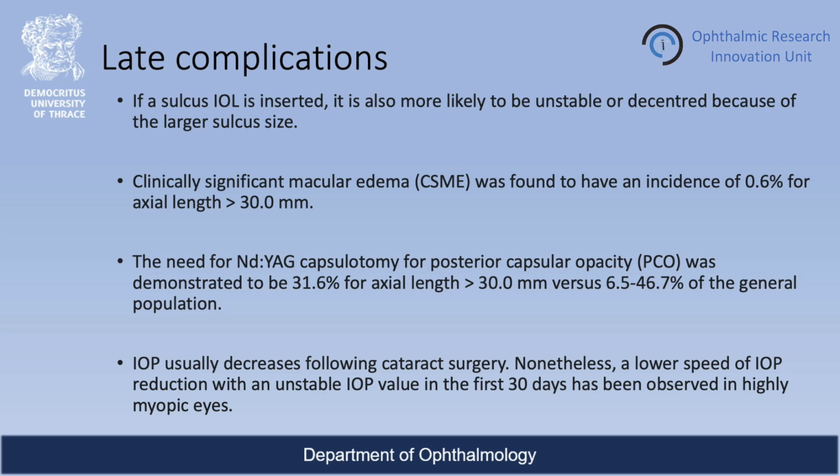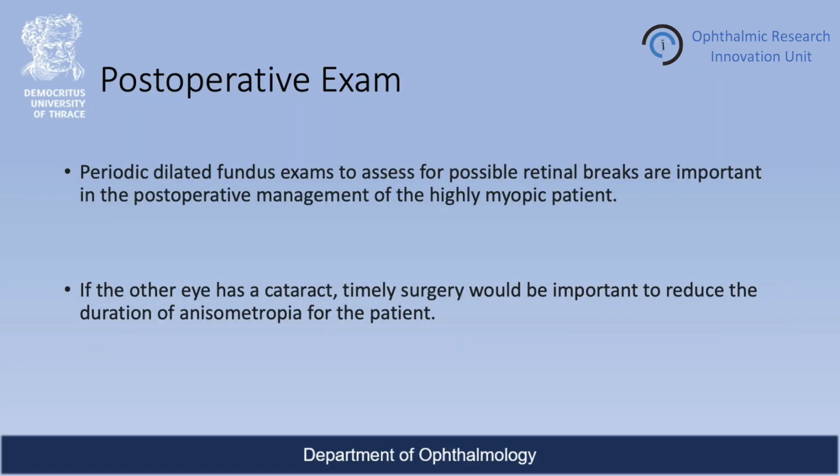Usually, the intraocular pressure decreases after cataract surgery. However, in highly myopic eyes, we have seen a lower speed of intraocular pressure reduction and unstable intraocular pressure in the first 30 days after the surgery. We have to examine the patients after cataract surgery for possible retinal tears and holes. If the other eye has a cataract too, timely surgery is important due to the possible anisometropia for the patient.